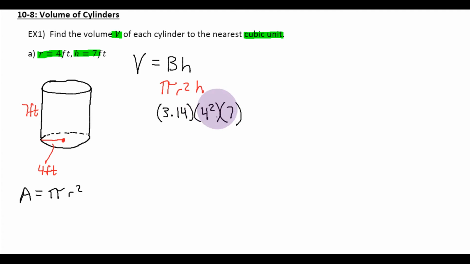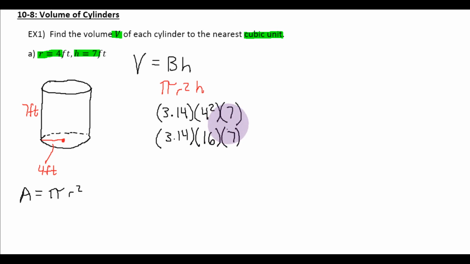All right, the first thing I want to run through is exponents. I'm going to find out what 4 times 4 is real quick. So we have 3.14 times, need to fix that parenthesis real quick, times, well, 4 squared is equal to 16. 4 times 4 is 16. And we're going to multiply that by 7.